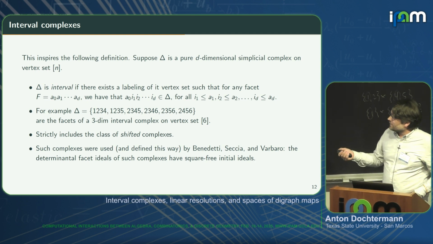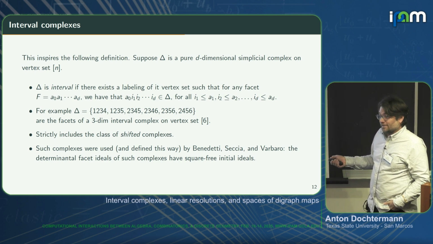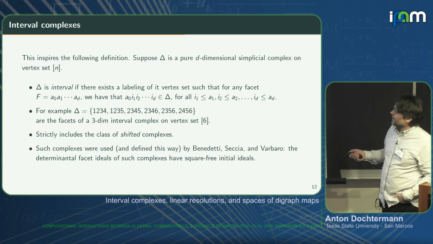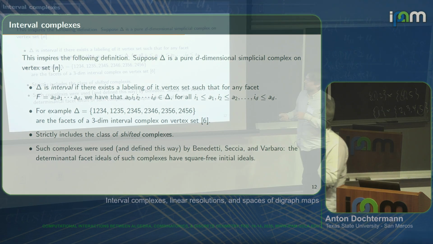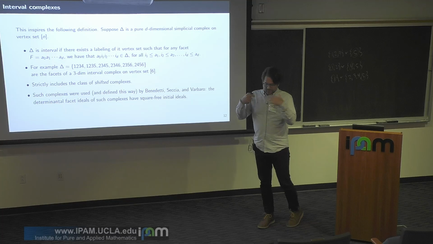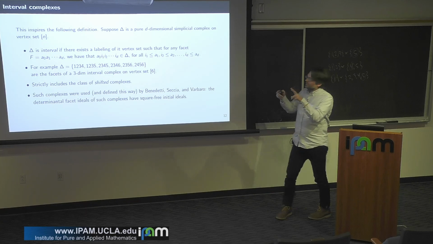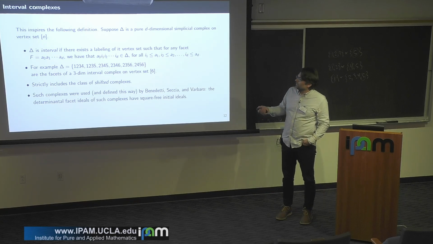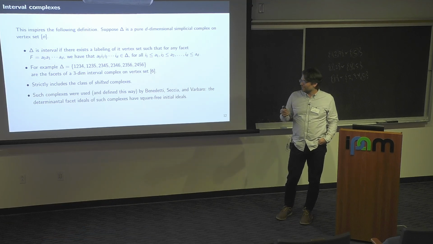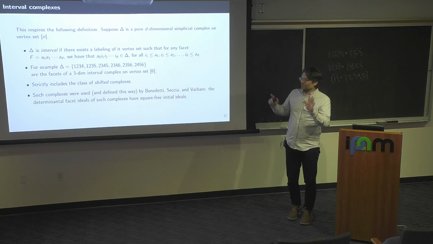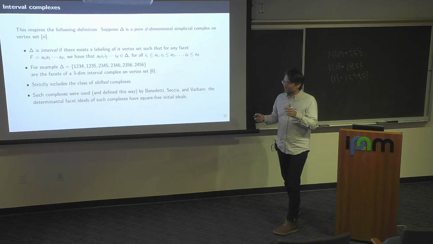I learned this definition from this recent paper, Benedetti, Seccia, and Varbaro. They looked at determinantal facet ideals, and they proved that there's this notion of determinantal facet ideal coming from a simplicial complex, which tells you which determinants you should take. And if you have one of these interval complexes, then you get square-free initial ideals. I think Aya also works on similar things. I don't know who to attribute this to, but I learned this word from there. But you guys have the unit interval, which is a stronger thing.